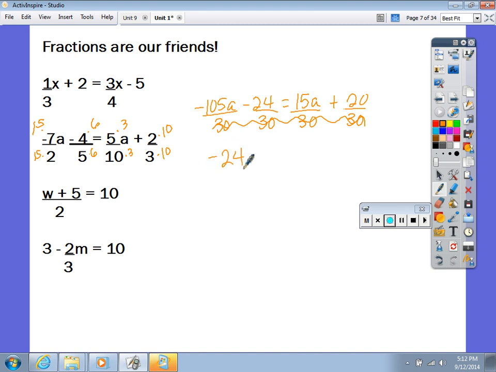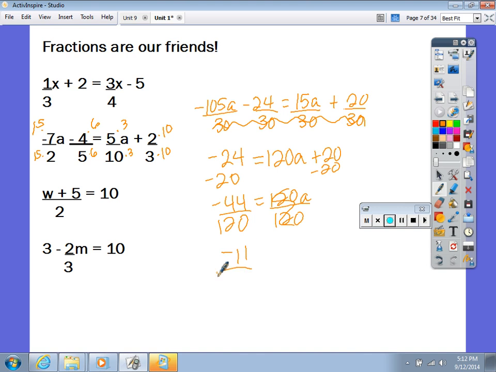But if I did move over my negative 105a, then I would have 105 plus 15, which would give me 120. So 120a plus 20. Then I'm going to subtract 20. Negative 44 equals 120a. Divide by 120. And if you want, you can go ahead and you can simplify, and those can both be divided by 4, and that would leave you with negative 11 over 30. But that's not really necessary. It's whatever you want to do.